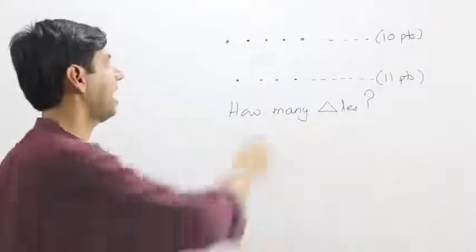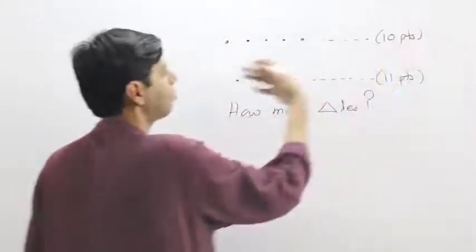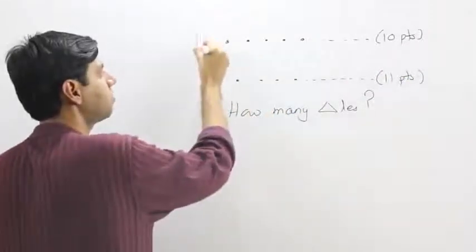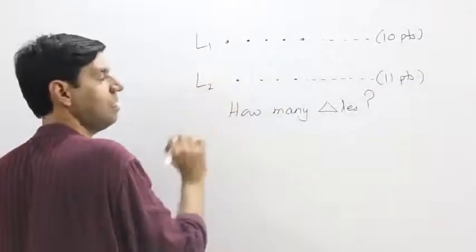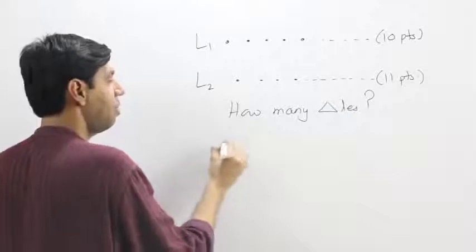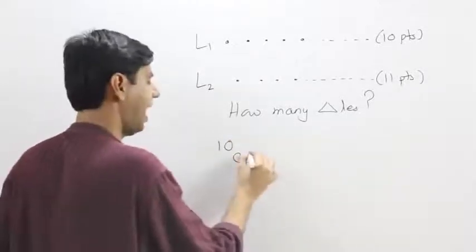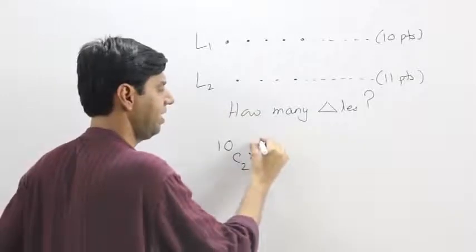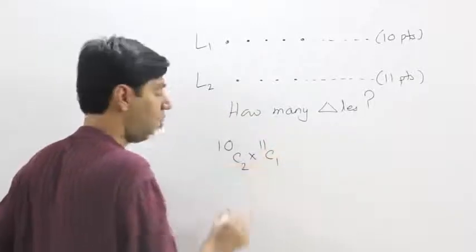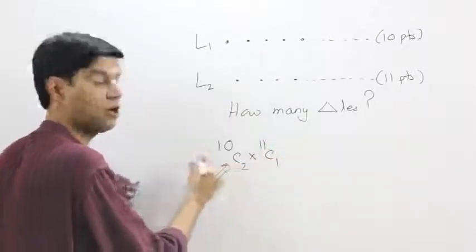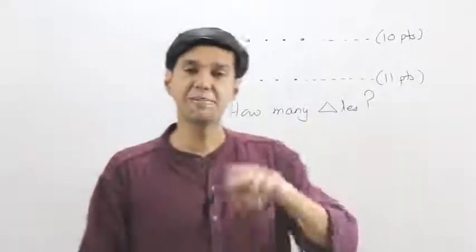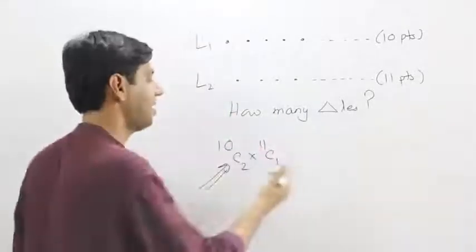To form a triangle, can I form it in a straight line? No. So again, it should be pretty obvious. I would be possibly taking 2 points from L1 and 1 point from L2. That could be done in 10C2 ways. And 1 point from L2 will be done in 11C1 ways. Why am I interested in a C? Because a triangle ABC is the same as BAC. The order does not matter.